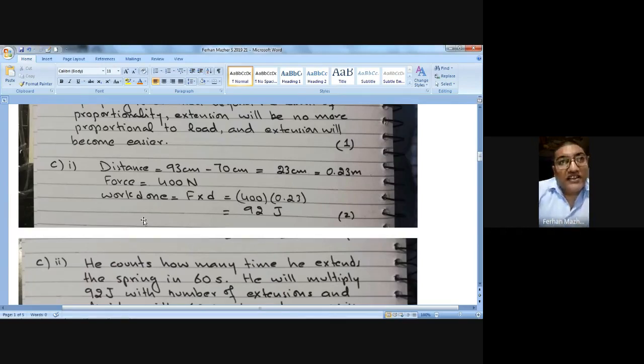The force you applied is 400 Newton. The work done is equal to force into distance, 400 into 0.23. The answer will be 92 joules. So it's a two-mark numerical. It's not that difficult. It's easy.